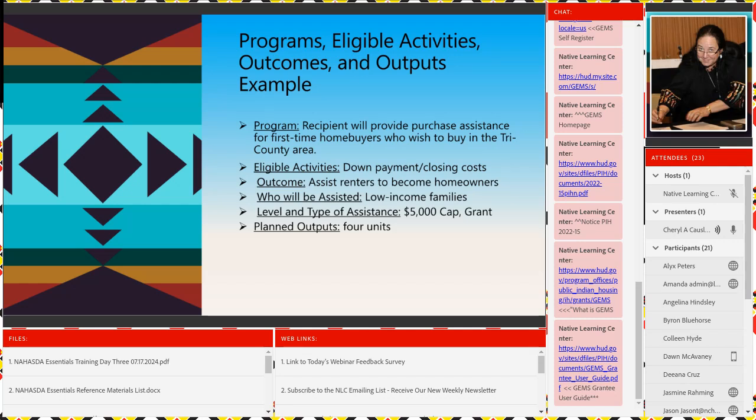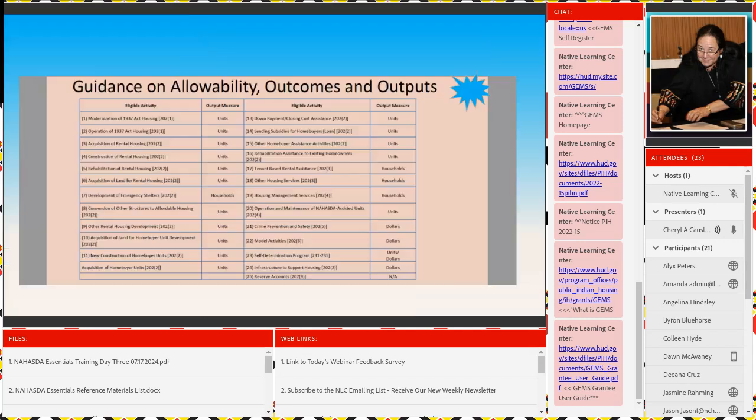Program, this is an example. We're going to provide purchase assistance for first-time home buyers who wish to buy in the Tri-County area. That was ours. Eligible activity, we're going to give down payment and closing cost. Outcome, we're going to assist renters to become homeowners. Who's going to be assisted? Well, our low-income families. Level and type of assistance, it's going to be a $5,000 cap, so we can get around perhaps the different guidelines for insurance and other things you have to pay attention to, and the planned output, 4 units. I'm going to try small. This is when we first started.